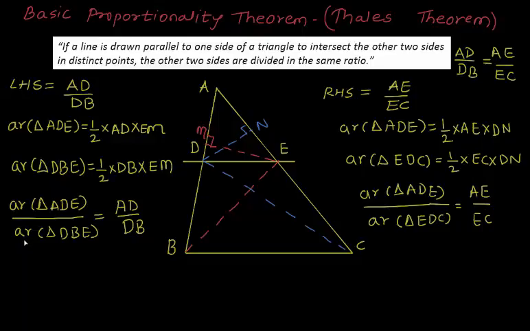Let's take a look at the denominators of the two equations. Let's call this equation A and this one equation B. Now in the denominator we have triangle DBE here, and here we have triangle EDC. So what is triangle DBE? Let's hatch the triangle. So this is triangle DBE. Then triangle EDC, let's hatch this triangle as well. So this is the triangle EDC.